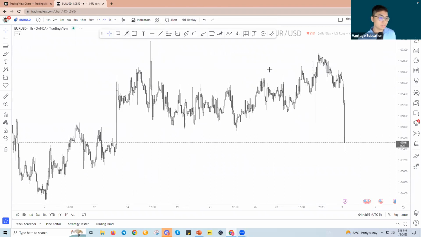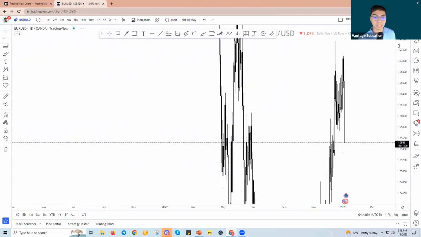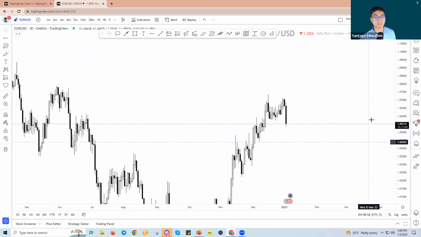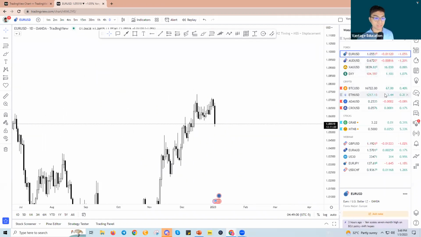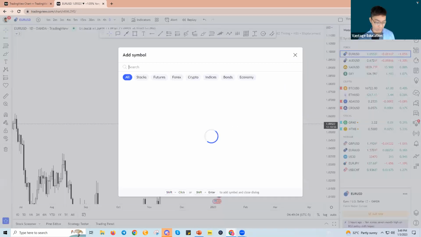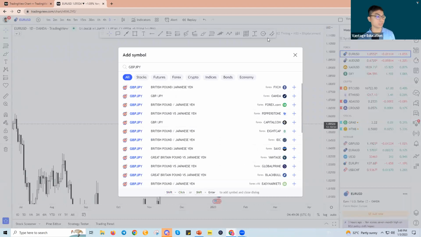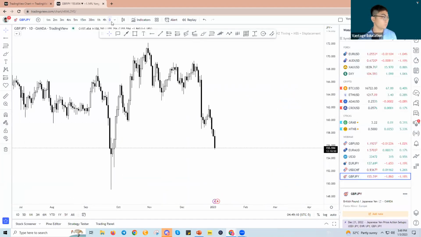Okay, take a look at the euro dollar. I like to start by looking at, okay, GJ. Doris, you asked for GJ. That's a nice pair to look at. GBP JPY. Okay, I'll start off with the daily chart.